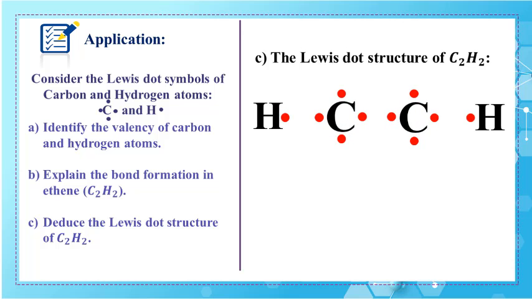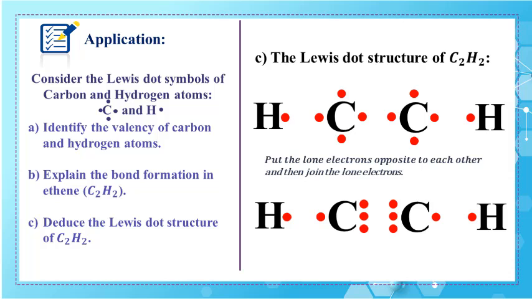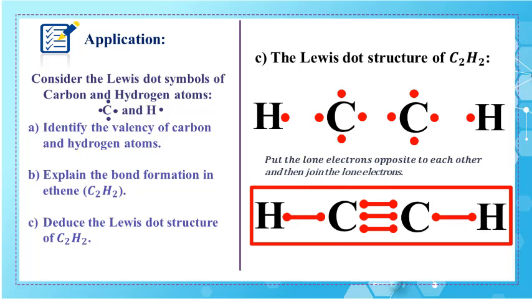First, we write the Lewis dot symbols of the 2 carbon and the 2 hydrogen atoms, then put the lone electrons opposite to each other, then join them to get the Lewis dot structure of C2H2.